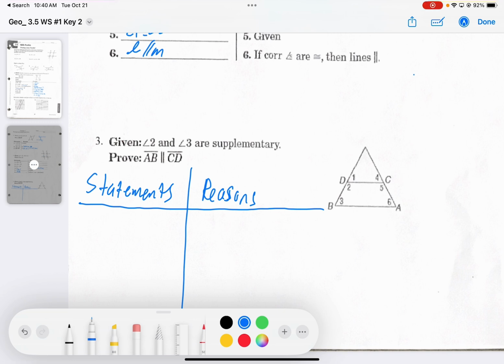So anyway, first one. Angle 2, angle 3, supplementary.